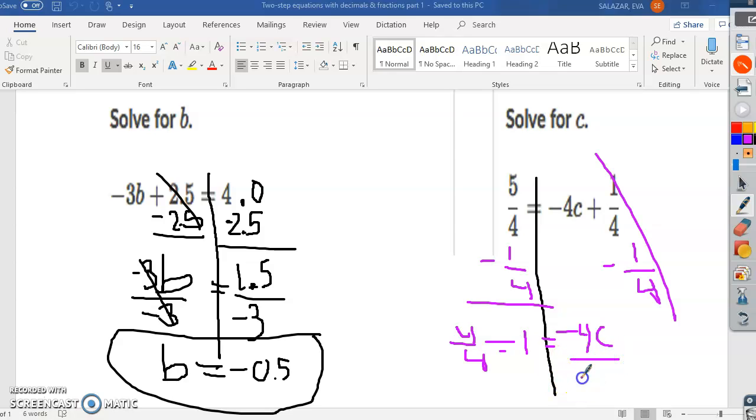We're going to go ahead and divide by -4. That cancels. And whatever you do to one side, you do to the other. So I'm going to go ahead and just erase this. And remember here, our answer was 1. So our final answer is c is equal to 1 over -4. Perfect. And that is your lesson for today on decimals and fractions, two-step equations.